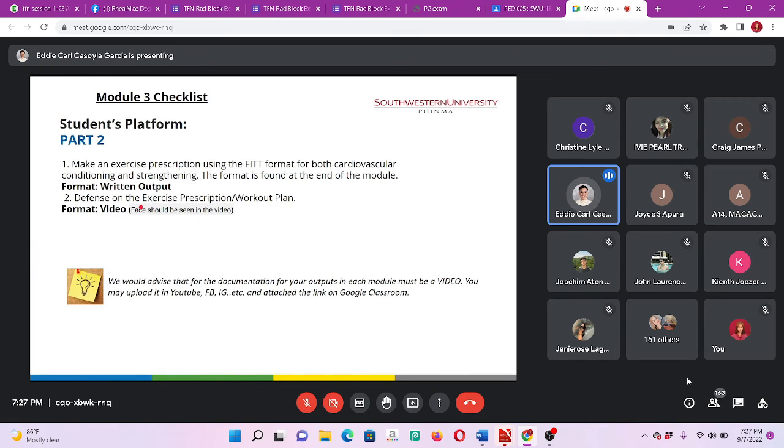For the video defense, class, I think you're familiar with defending. In the video documentation, I can see your face on the lower part of the screen, on the right side or the left side. And then what is presented on the screen is your output of your exercise prescription for cardio and strengthening. I guess some of you have already done it. If not yet, I'll show an example.